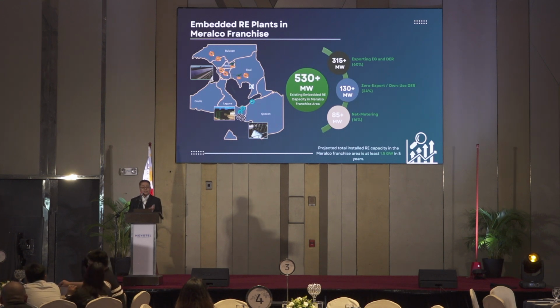So as of now, as of end of June, we already have around 530 megawatts installed in Meralco. The bulk of it is exporting embedded generation, which comprises around 315 megawatts of power. And then we also have around 130 megawatts of zero export capacity, as well as 85 megawatts of net metering customers. And in the next 5 years, based on current application timelines, we expect to install a total of about 1.5 gigawatts in the next 5 years.